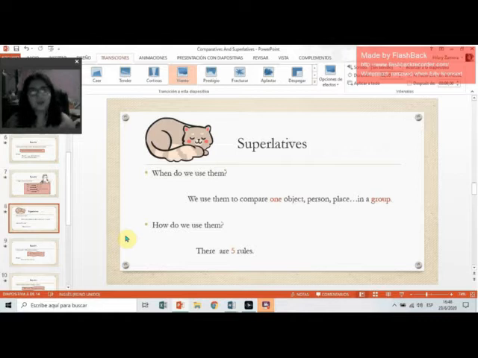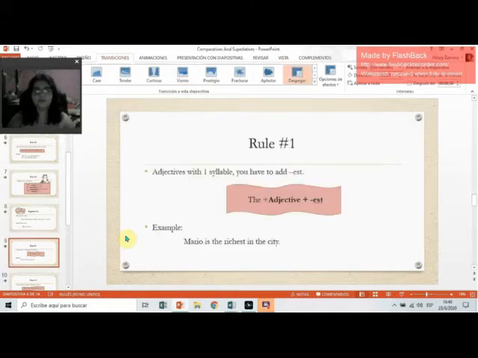Now let's start with superlative. When do we use them? We use them to compare one object, person, or place in a group. How do we use them? Also, there are 5 different rules.